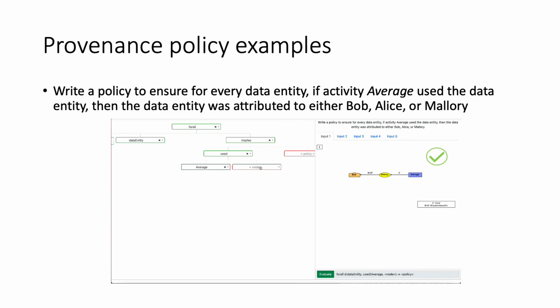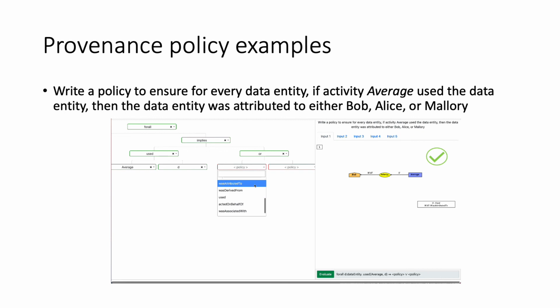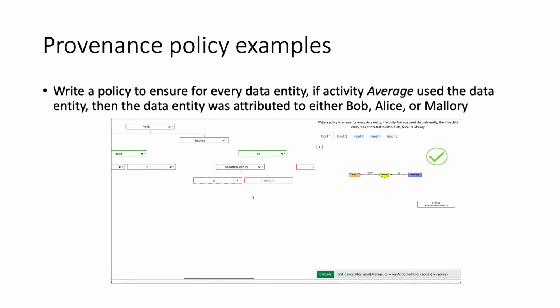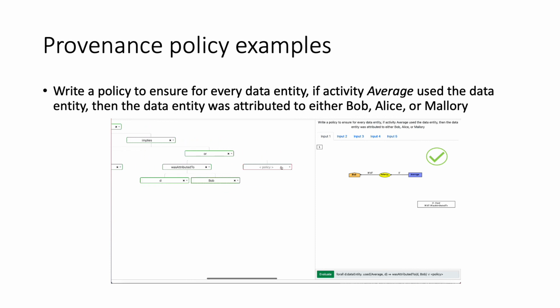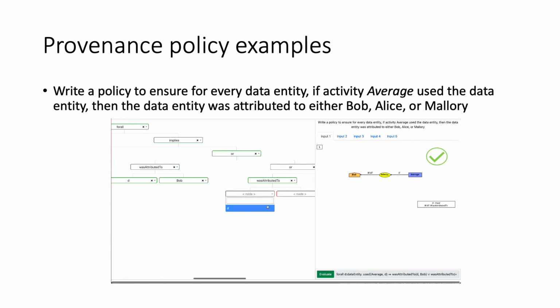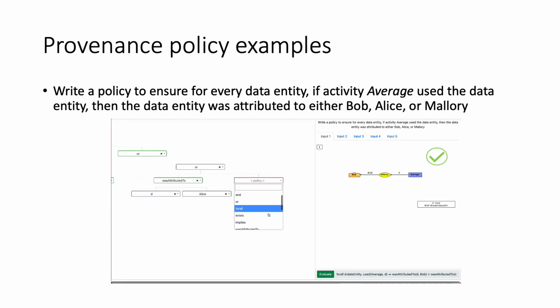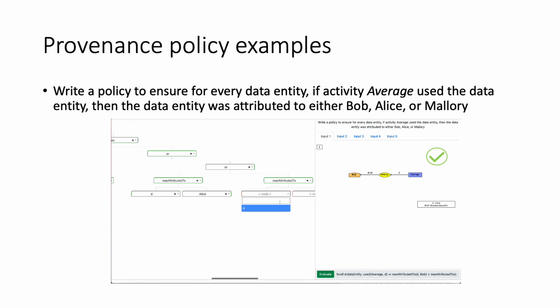For the second policy, we select or, then select was attributed to for the first policy and select D as the source node and type Bob for the destination node. For the second policy, we select or, and for the first policy, we select was attributed to and select D for the source node and type Alice for the destination node. And for the second policy, we select was attributed to and select D for the source node and type Mallory for the destination node.